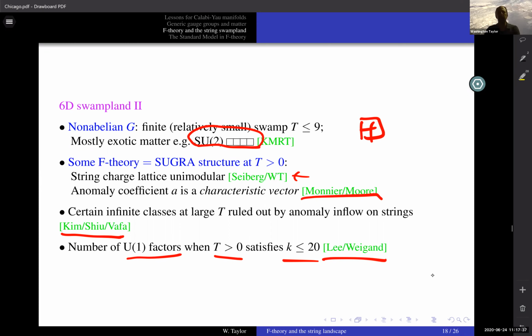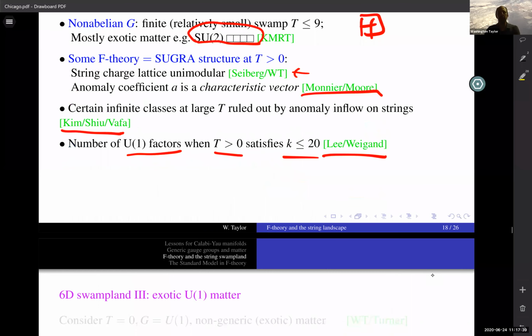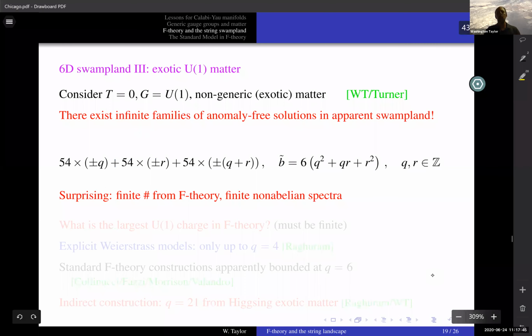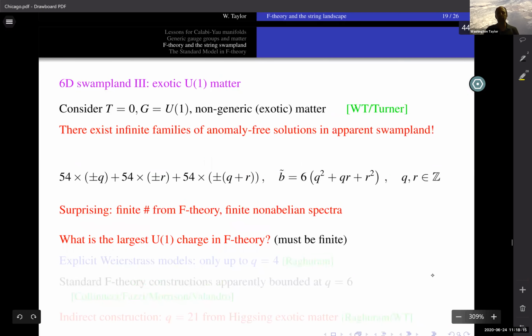I'll just briefly mention exotic U1 matter. For non-abelian gauge groups, the set of exotic things is fairly finite. If we go to U1, we understand it much less, just like we understand Mordell-Weil much less. So for instance, with Andrew Turner, a current student who's going to be at UPenn next year, we found an infinite family of theories where you have 54 charge Q, 54 charge R, and 54 charge Q plus R fields. And that gives us an infinite family of anomaly-free solutions. But we know that only a finite number of them can come from F theory. We don't know what the largest U1 charge you can get in F theory is, but it must be finite.